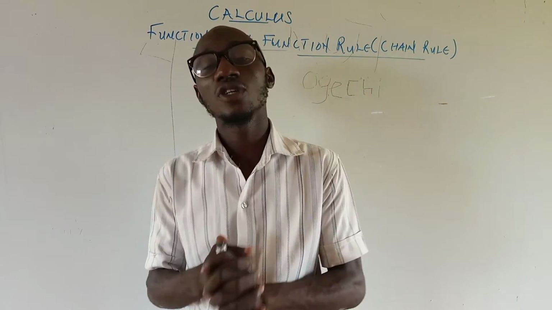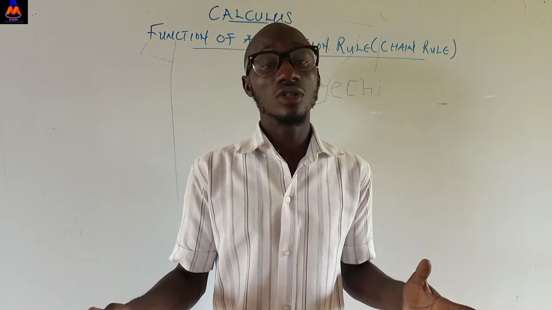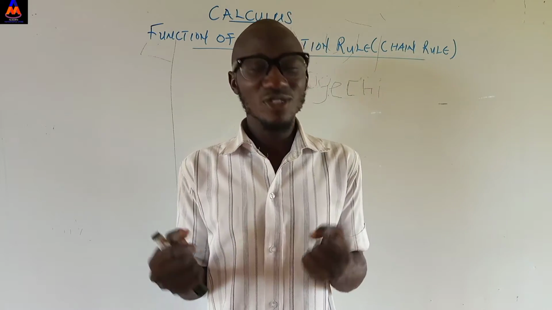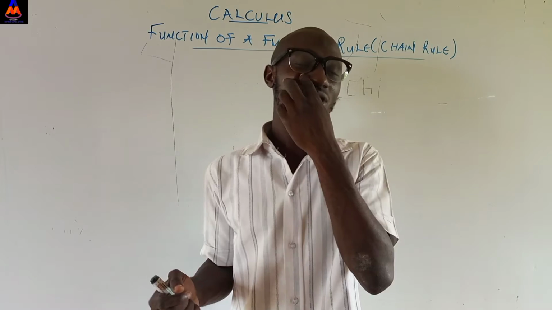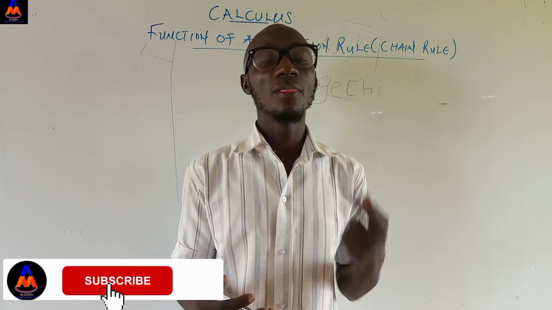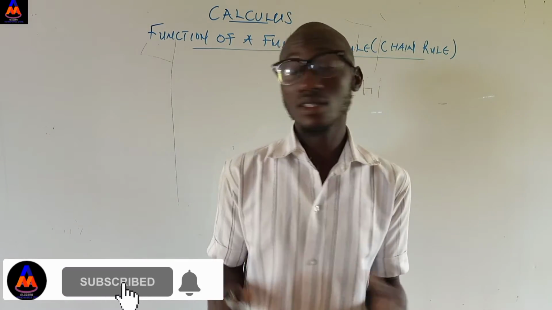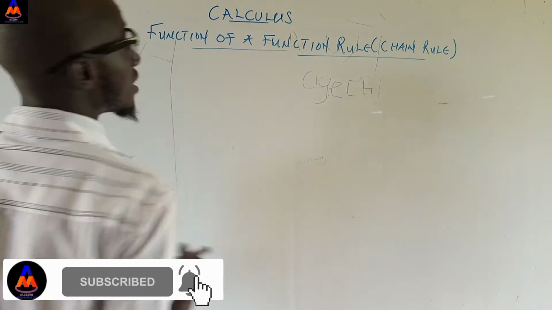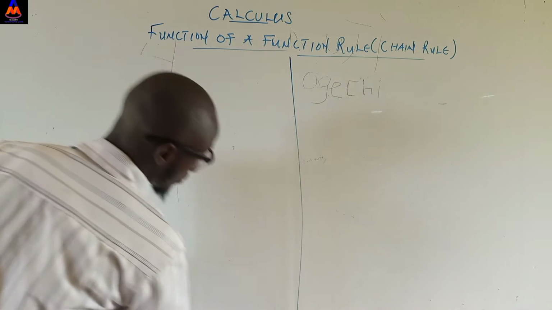That is used in looking for the derivative of a function. And this particular rule is very interesting, because it's a composite function rule. A composite function rule. Let me give you an example. I don't want to start going into the theory. Let's give an example so that you understand better.